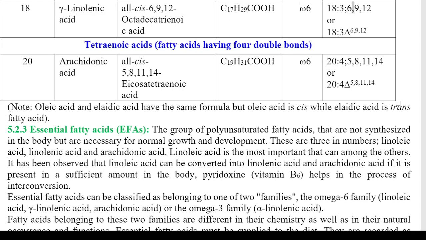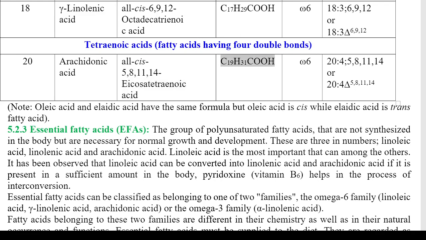18:3, 6, 9, 12. Tetraenoic acids, fatty acids having 4 double bonds. Arachidonic acid. All cis-5, 8, 11, 14 icosatetraenoic acid.